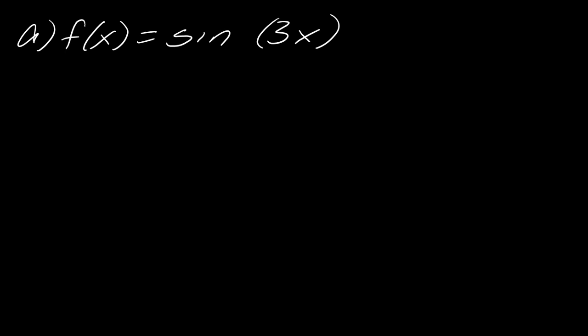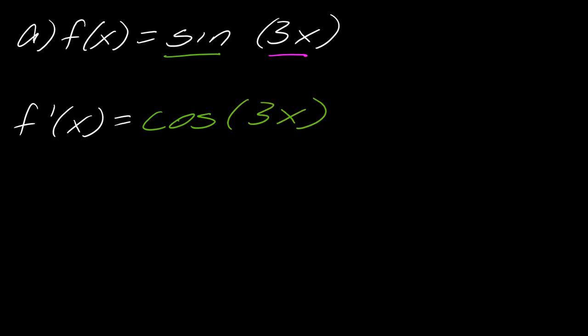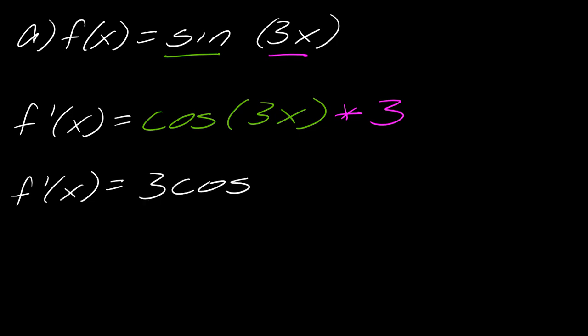So for this one, we already talked about this, right? This was the outer function, and this was the inner function. Just so that it's nice and clear, I'm going to color code my derivative. First I'm going to take the derivative of the outer function. The derivative of sine is cosine. And then remember, you leave the inside intact, so you don't touch the inside. But then you multiply that by the derivative of the inner function, and the derivative of 3x is just 3. So my derivative is going to be 3 cosine 3x, done.